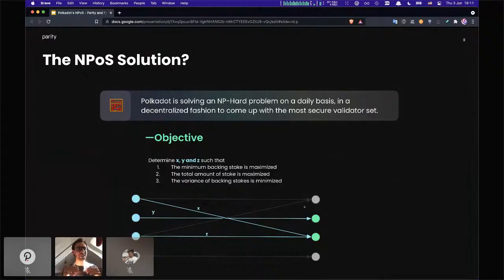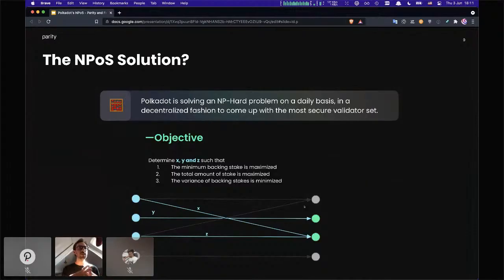But yeah, assume that you as a nominator have voted for 3 validators. All 3 of them have been elected, or should be elected. Now the question is how your stake should be distributed between them. And we typically optimize for 3 factors.